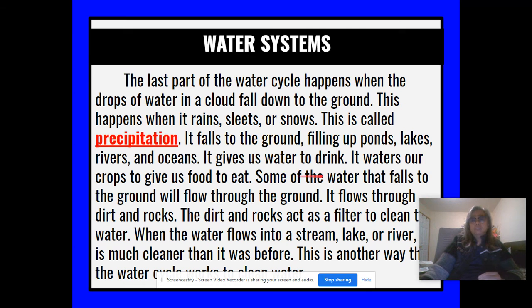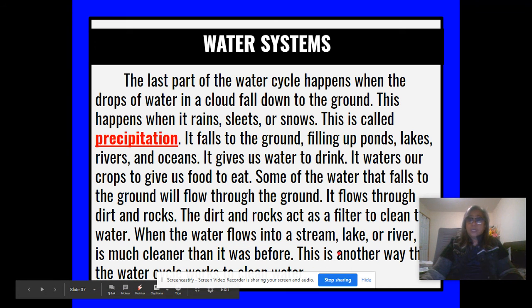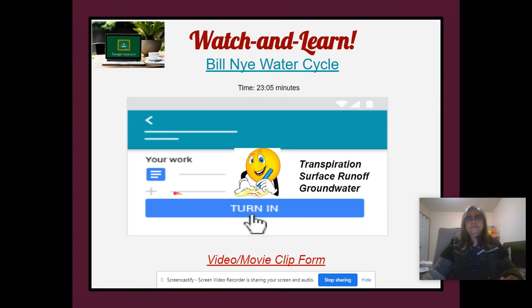It gives us water to drink. It waters our crops to give us food to eat. Some of the water that falls to the ground will flow through the ground. It flows through dirt and rocks. The dirt and rocks act as a filter to clean the water. When the water flows into a stream, lake, or river, it is much cleaner than it was before. So, precipitation, okay? That's the last part, right?